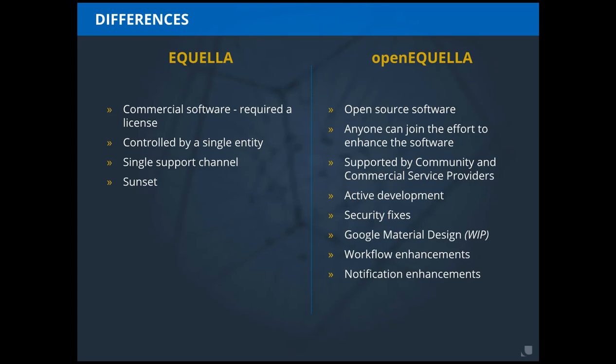Pearson was willing to open source it, and through Unicon and a large support by Edalex as well, they open sourced it through the Apereo Foundation. And it also had to be rebranded at that time. So when you hear EQUELLA and openEQUELLA, functionally, hardly anything was lost when the code was migrated, converted to openEQUELLA, to the open source software. There's quite a few backend changes that were made, but not really a whole lot of functionality lost.